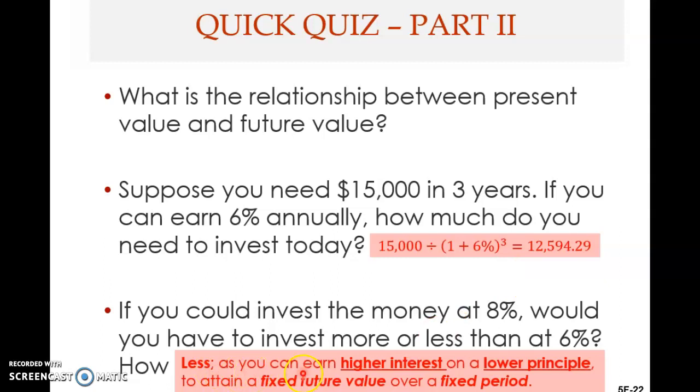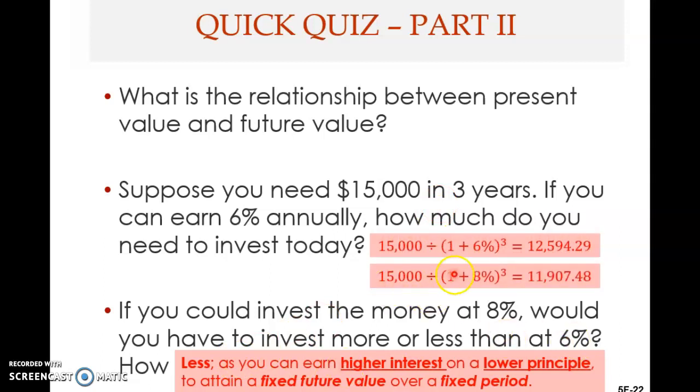Less, as you can earn higher interest on a lower principal to attain a fixed future value over a fixed period. So again, here in this statement, you find the 4 elements. The relationship is less, meaning you need a lower principal, a lower present value, because you can earn higher interest. 8% is higher than 6%. Given that you need a fixed future value, which is 15,000, over a fixed period, which is 3 years, that is the answer.